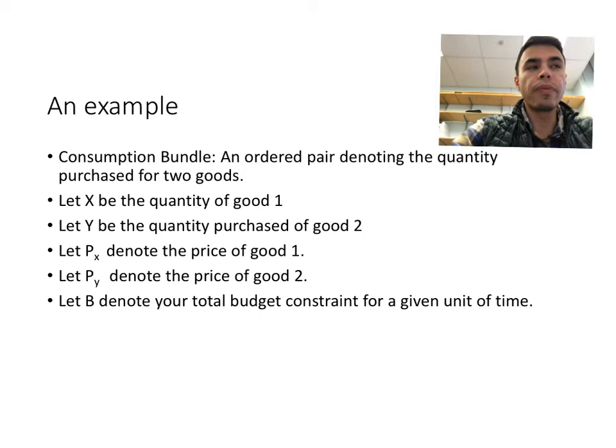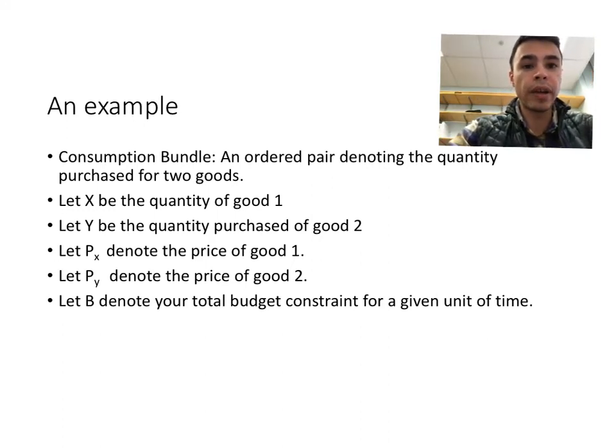Okay, so let's consider an example. First we're using the concept of a consumption bundle. A consumption bundle is an ordered pair denoting the quantity purchased of two different goods. So during a given week, maybe the only goods that you're considering purchasing are bread and cheese. Or we could alternatively think of apples and bananas, or coffee and rice. We're just simplifying the world to two goods and thinking of them as an ordered pair. Let X be the quantity of good 1, and let Y be the quantity purchased of good 2.